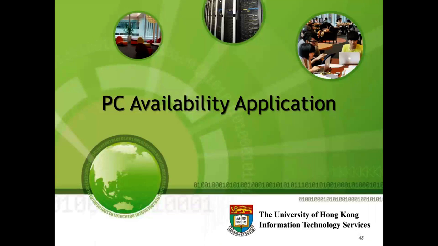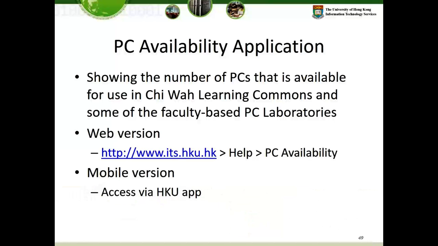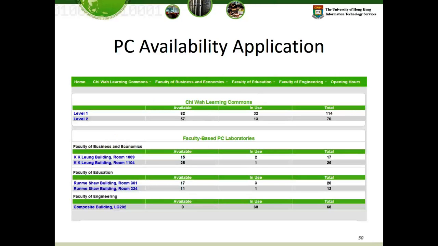After talking about the learning commons, let's move on to the PC availability application. We have a PC availability application which shows the number of PCs available for use in Chiwa Learning Commons and some of the faculty-based PC laboratories. For the web version, you can always go to the ITS website and click Help and PC Availability. Or if you have installed the Hong Kong U mobile app, you can access the mobile version via the Hong Kong U app. So how does it look like?